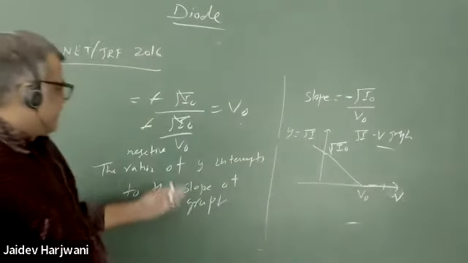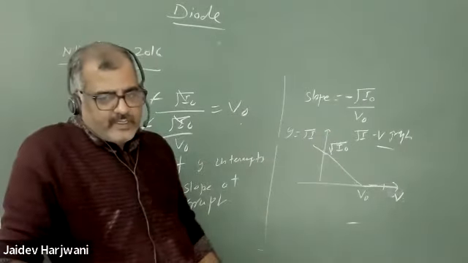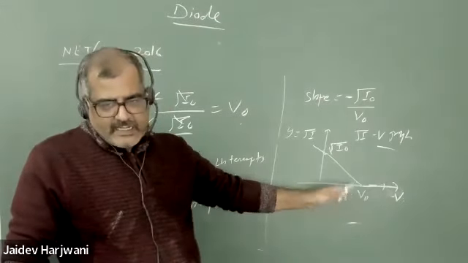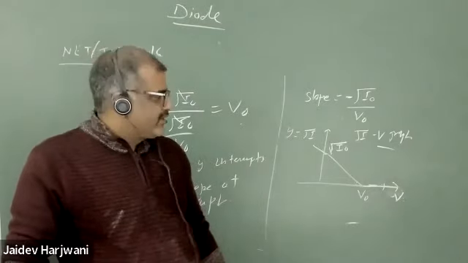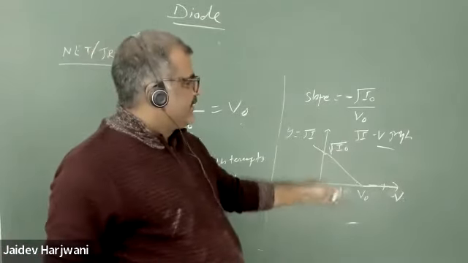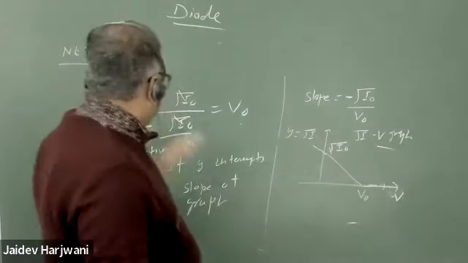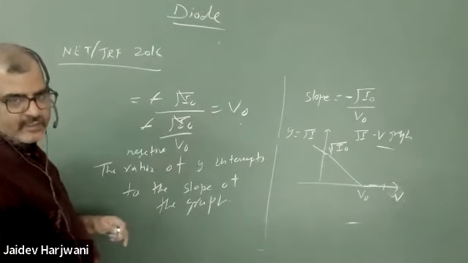I found the slope from the equation, the equation I wrote. Now you can find v naught by the x intercept, but that is not given in the option. So the other way: obviously you know the slope, and you know the y intercept. If you take the ratio of the slope to the y intercept, you get the x intercept.